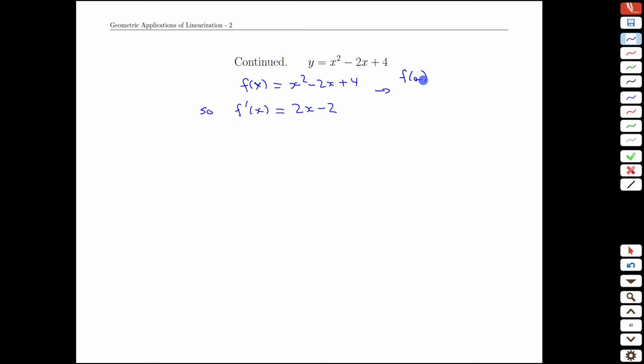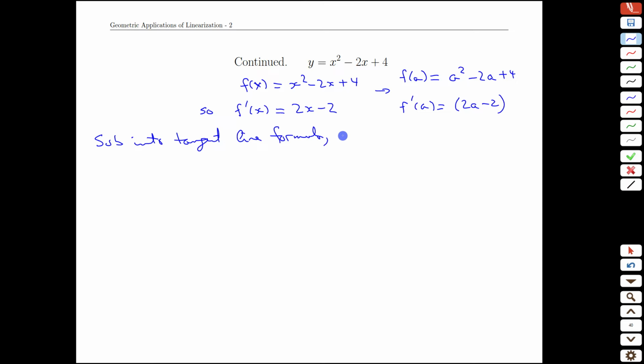And once we've done those two calculations, or restated this formula and done the derivative calculation, then we can evaluate both of them at a, which is almost too simple a substitution. We just replace all the x's with a's. And then we sub those into our tangent line formula, which satisfies 0, 0.